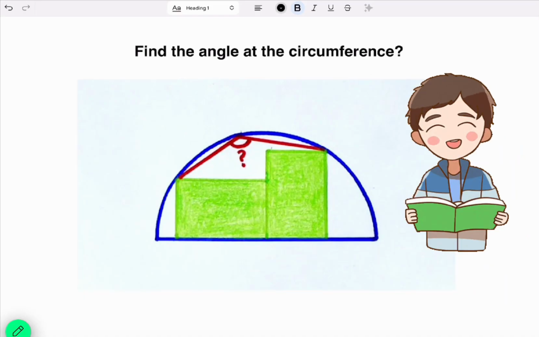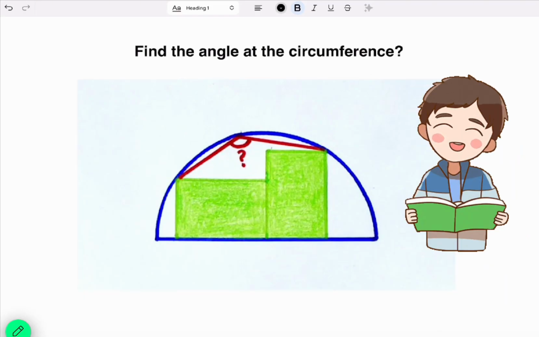Hello everyone, let's solve this interesting question for today. If anyone is interested to solve this question, please pause the video and solve the question and comment the answer. I'm going to start the solution.